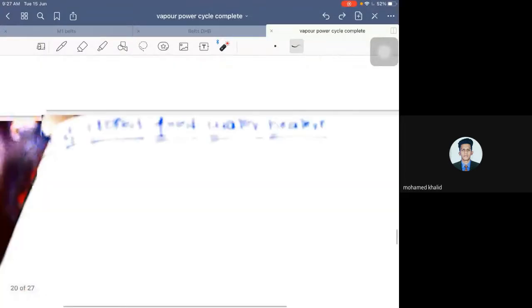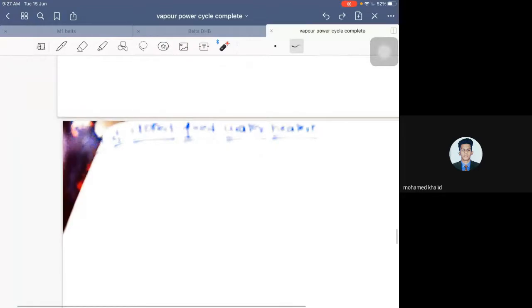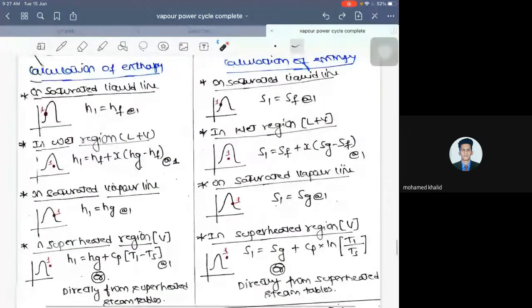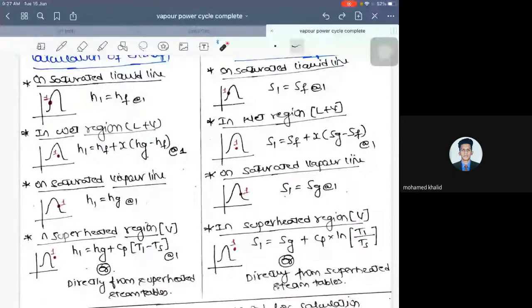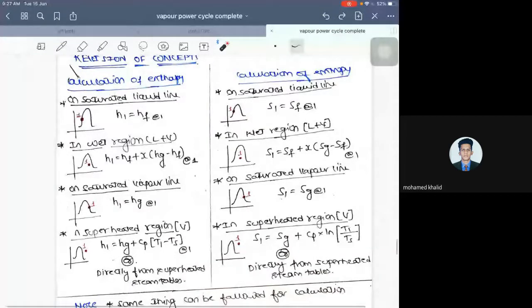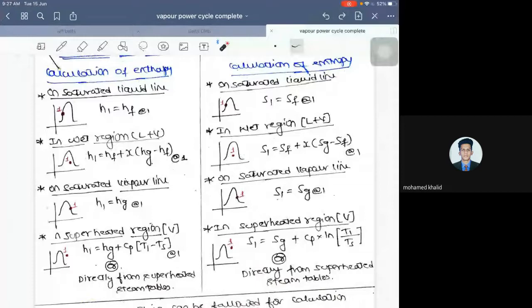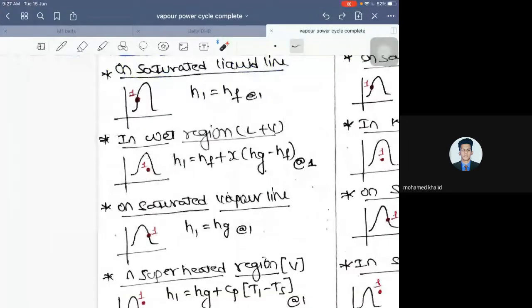Now, next, I guess you have learned all this in your pure substance chapter, so I have just written it so that you can quickly revise everything. First we shall speak about the enthalpy. Please revise this. Now I'll ask each and every person to give me the formula. How do you calculate your enthalpy in the different regions? Suppose my state point is on the saturated liquid line, then the value of H1, that means H at that particular state, would be Hf.